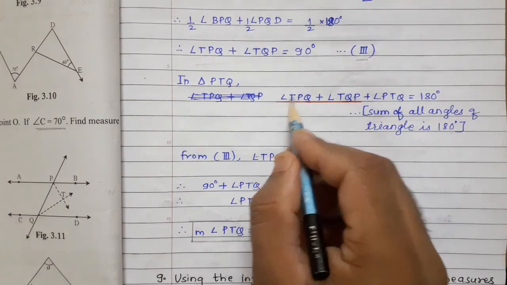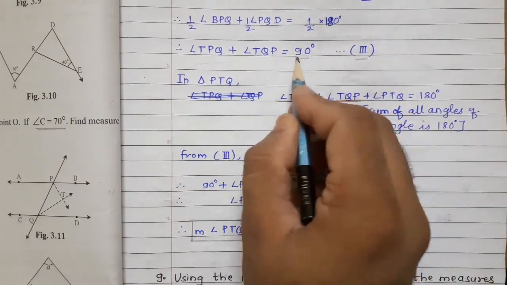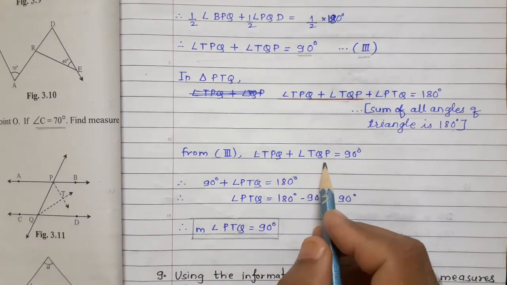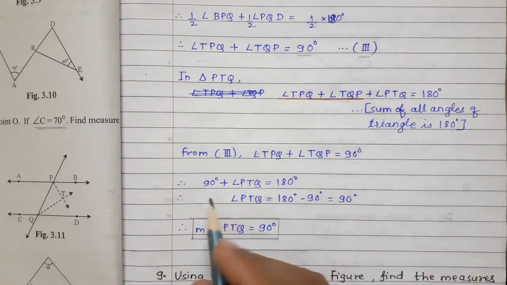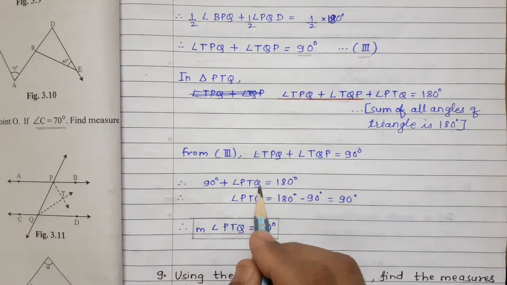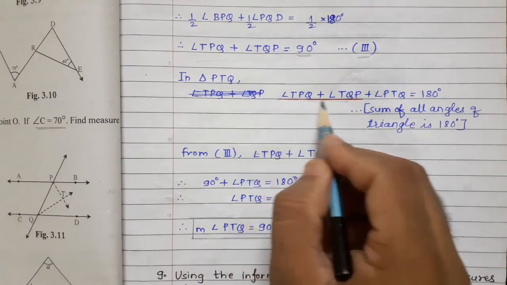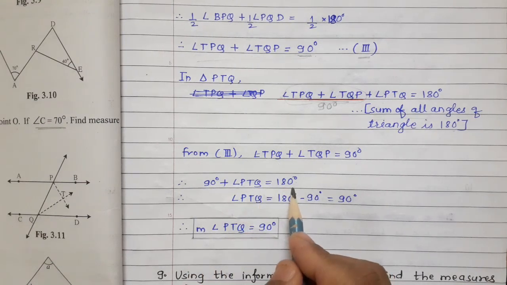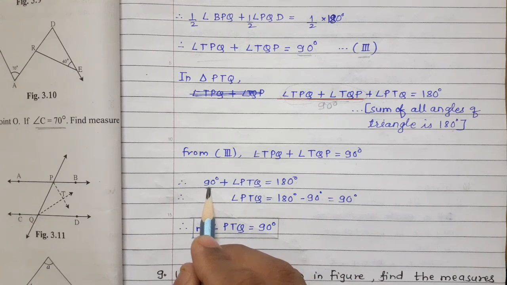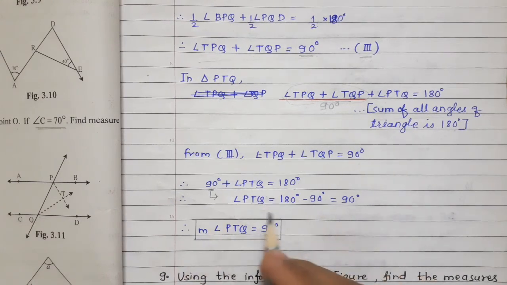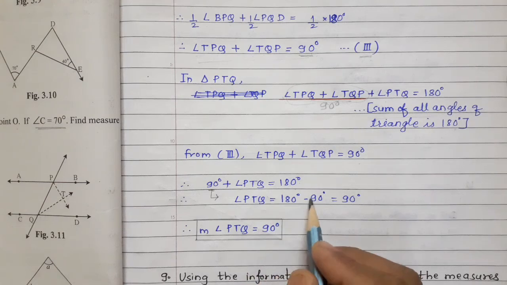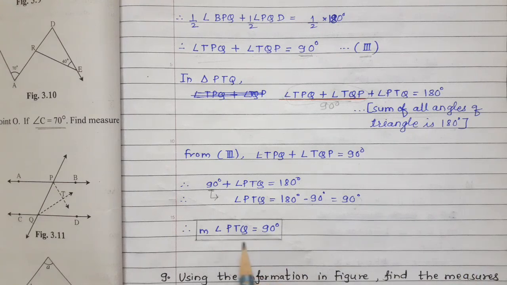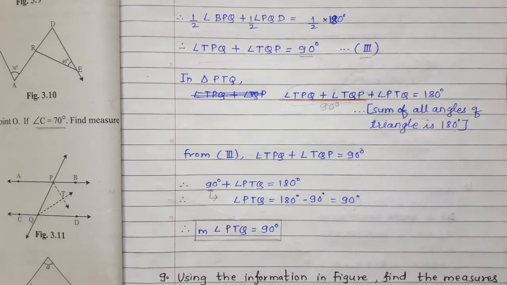So here angle TPQ plus angle TQP is 90 degrees from equation number 3. Put this value, then we have 90 degrees plus angle PTQ is equal to 180 degrees. This 90 degrees is positive on the left hand side. When it goes to the right hand side, it becomes negative. Then we have angle PTQ is equal to 180 degrees minus 90 degrees, and 180 minus 90 is 90. Therefore measure of angle PTQ is equal to 90 degrees.